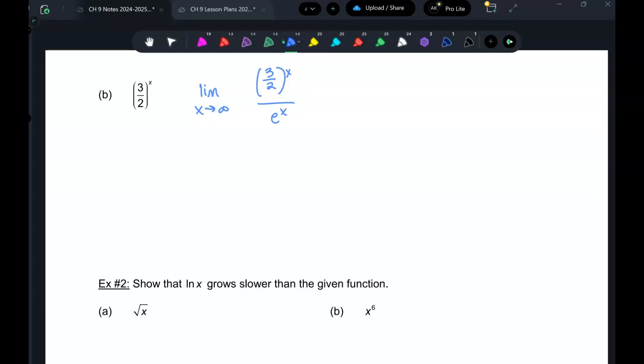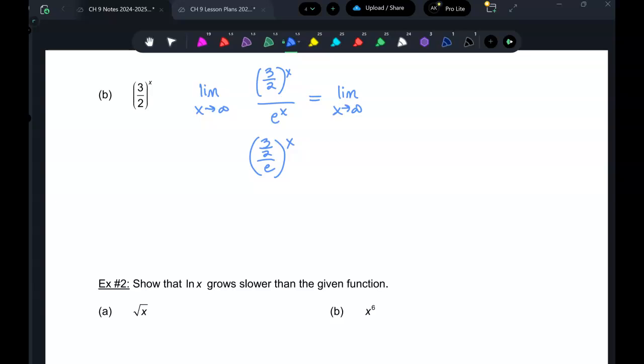Okay. I don't have to do L'Hopital's rule. Can I rewrite this? Yeah. 3 over 2 to the x over e to the x would just be 3 over 2 over e to the x. So if I can just show that that is less than 1, well, 3 over 2 over e would be what? 1.5 over e, sure. 3 over 2e?